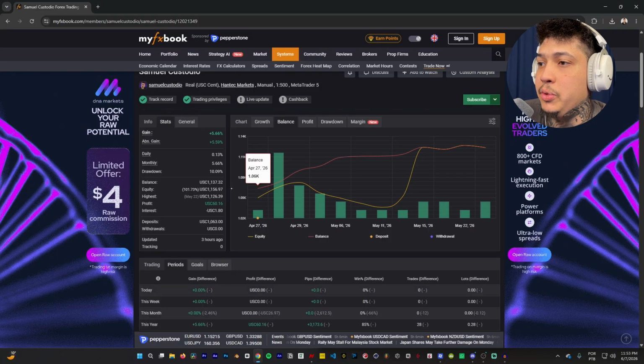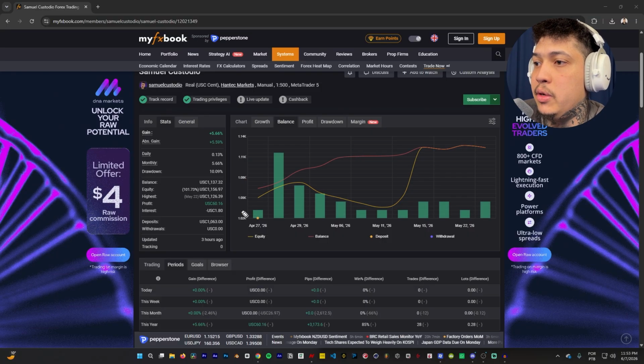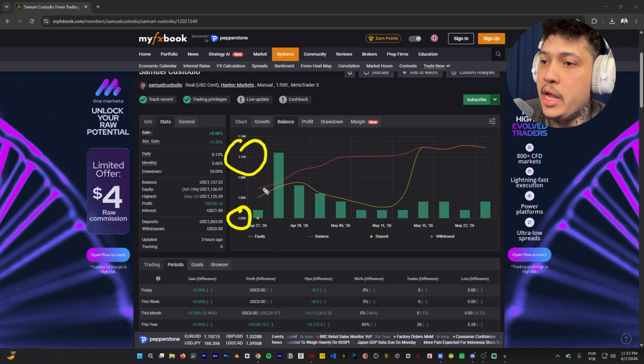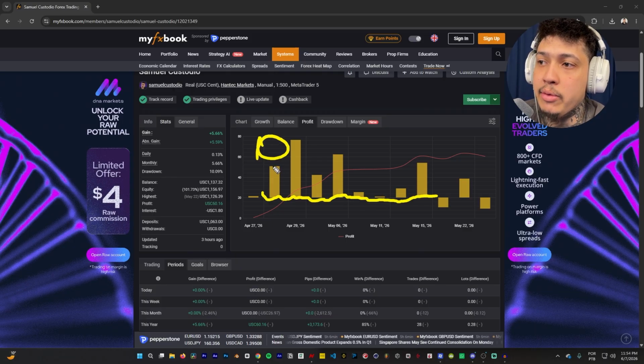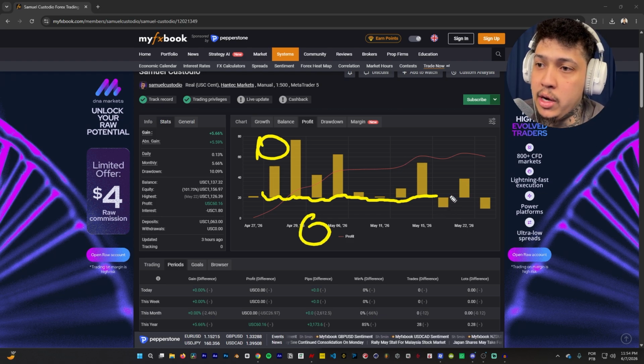Now I have the balance, which represents the same thing. It started with 1K, and it's now up to 1.1, which is 10%. And when it comes to profit, it's the same thing. This bar here is the break even. The bars on the top represent profitable trades, and the bars on the bottom, below this line, represent the negative trades, of which I had only 2.